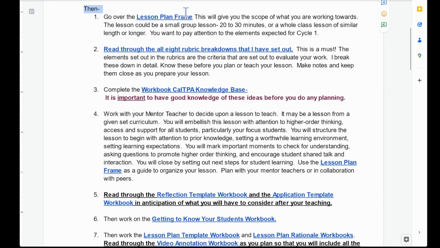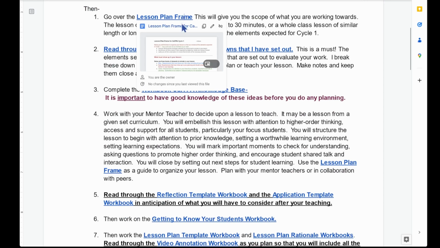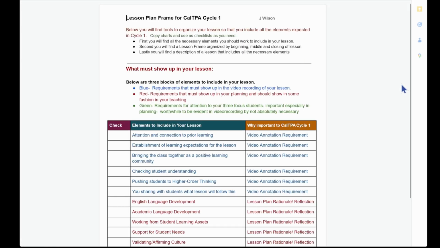My first suggestion is to go over the lesson plan frame. Here I set out a lesson plan frame for you. Remember, you can copy all the charts as you need for checklists. First thing you'll find here are all the necessary elements you need to have for Cycle 1 lesson. Second, a frame that's organized by beginning, middle, and closing of a lesson. And lastly, I set out an example lesson where I describe actual teaching and all the elements and where they fit.